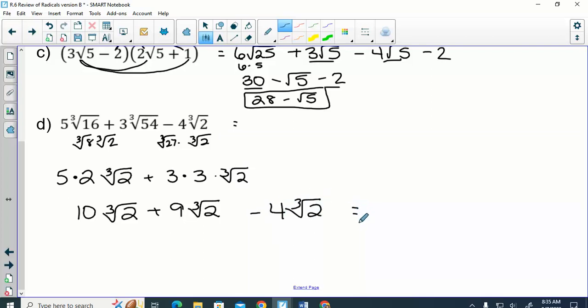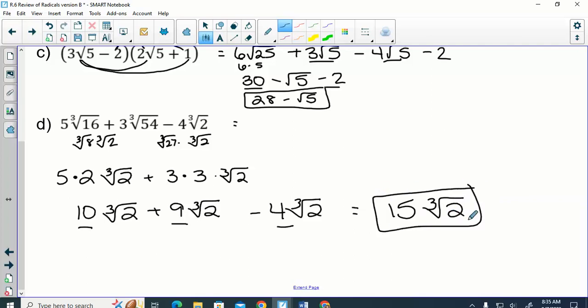What do you notice about all of these now? So now you can combine the coefficients. It's just like when you add x's. 9x plus 10x. The x doesn't change, so the cube root of 2 doesn't change, just the coefficient. So 10 plus 9 minus 4 would be 15 cube root of 2. So it's okay?